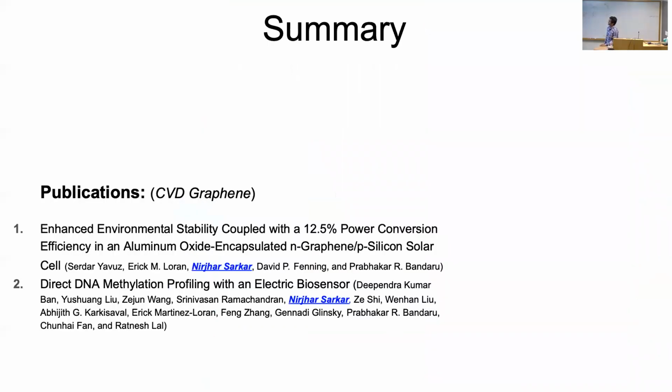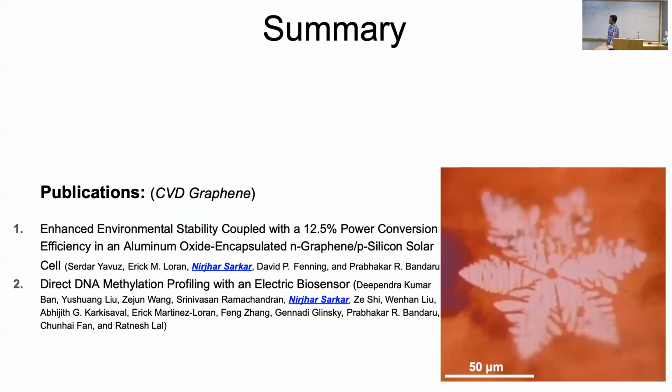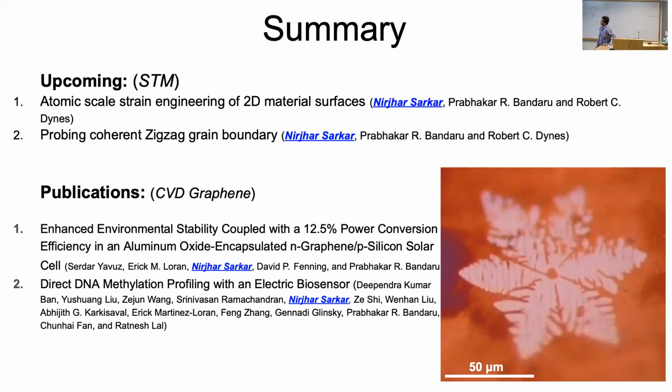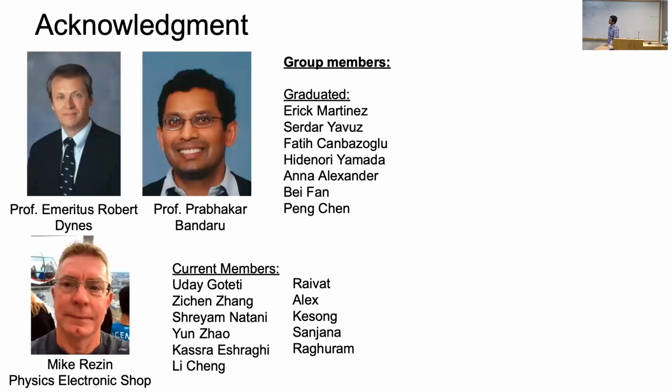And this brings me to the end of the talk. To summarize, in the first half of my PhD, in the first two years, I used to grow graphene, synthesize graphene by chemical vapor deposition. This is an image of a CVD graphene flower that I took on a copper surface. It's an optical image. For the last 2 years, I've been working on the STM, and this will give me my future publications on strain engineering and on the zigzag grain boundaries.